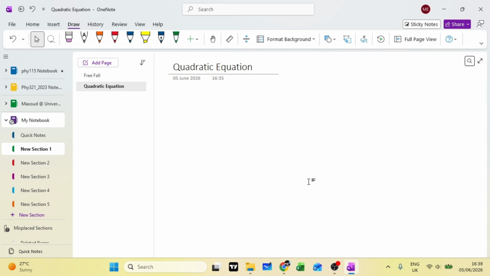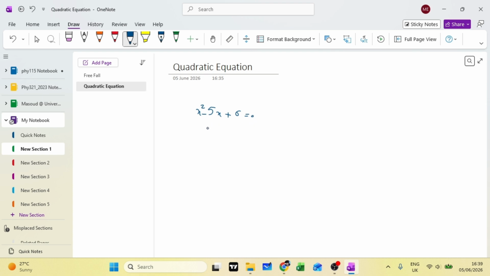All right, for the math example, I want to write down a quadratic equation, where we want to obtain the roots of the equation. Let's assume we have this equation: x squared minus 5x plus 6 equals 0.